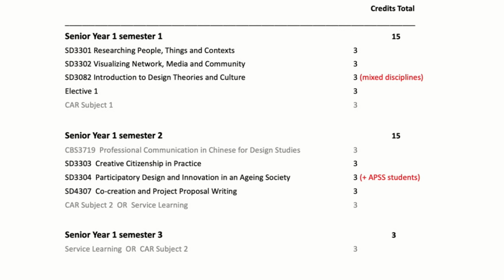like going out to the field and looking for some of your own concerns, your social concerns, and then documenting it and trying to come up with some kind of solutions and actions to change the situations. So this is Creative Citizenship in Practice. And then Participatory Design and Innovation in an Aging Society that I also showed you before.